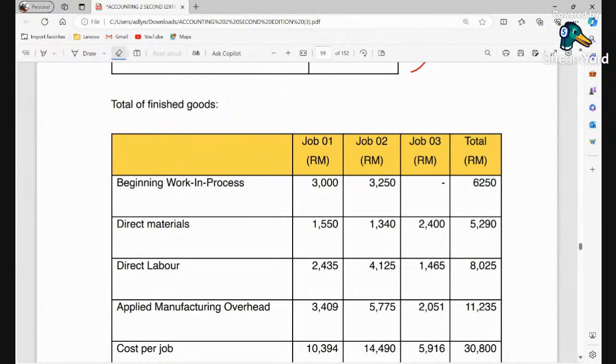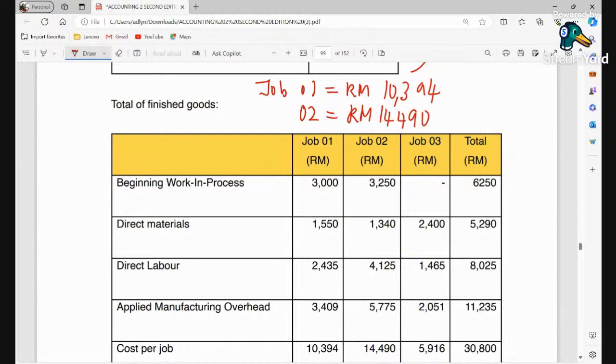Mana pula datang E. Alright. So I just tulis saja job 01 equals to RM10,394. Okay, dia minta total, dia minta cost, dia bukan cost per unit. Alright, and then job 02, I ada ialah 14,490. And then job 03, I ada ialah nilai dia RM5,916.